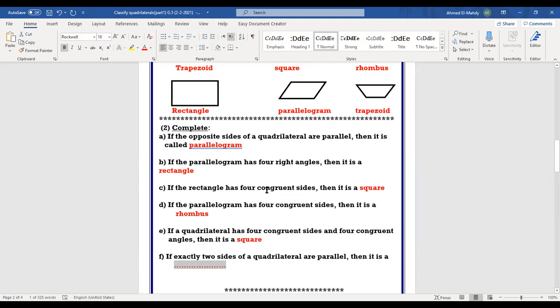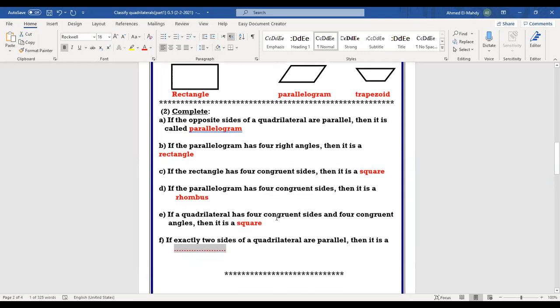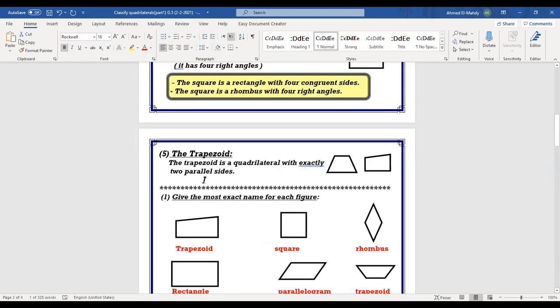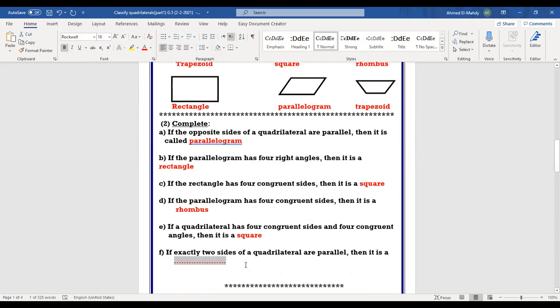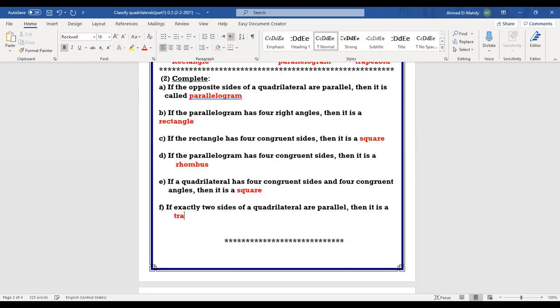Which quadrilateral has only two parallel sides? Rhombus? No, in the rhombus also each two opposite sides are parallel. Trapezoid. The trapezoid is the quadrilateral with exactly two parallel sides. It has only two parallel sides. This one is the trapezoid.